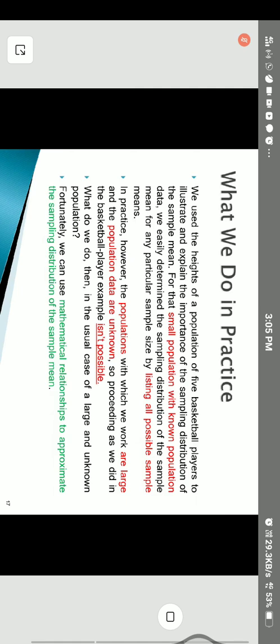Follow SOP because we cannot see the virus. If you can see the virus, then you can take precautions, so that's best. And then for the Muslims, you pray a lot, okay, it's impossible. So what we do then in the usual case of a large and unknown population? So ini banyak macam teori, but the theory is important.